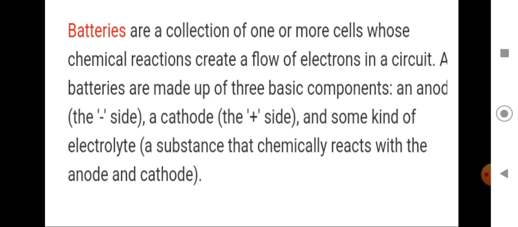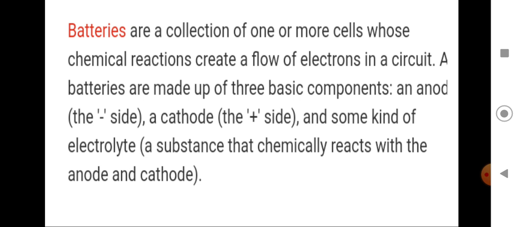Battery is a combination of two or more cells. Just now you saw one cell will have a positive and negative terminal. But here in a battery, more cells are combined, so that more energy can be produced. And generally there will be three components: anode, cathode, electrode, which you will be learning when you go to the higher classes. So inside the battery also there will be some chemicals.